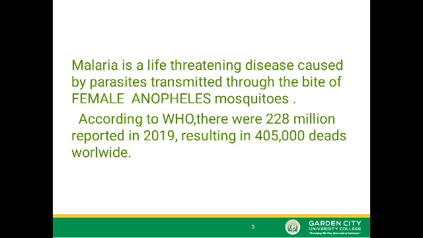In the first place, we will define malaria. What is malaria? Malaria is a life-threatening disease caused by a parasite transmitted through the bite of female Anopheles mosquitoes. According to the WHO, there were 228 million cases reported in 2019, resulting in 405,000 deaths worldwide.